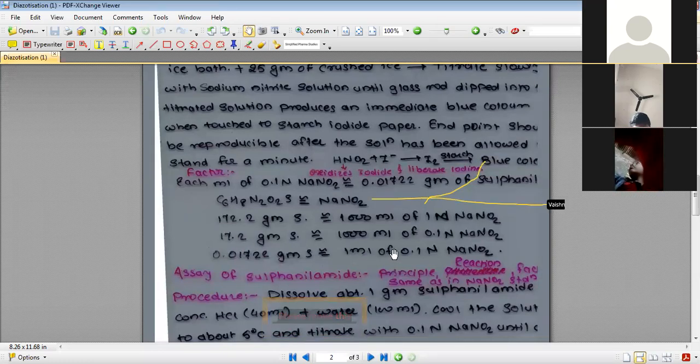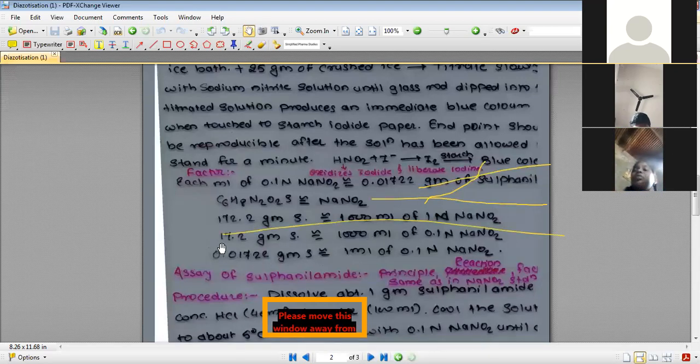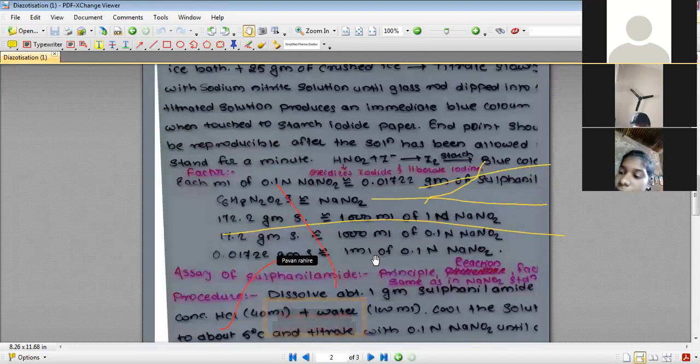But this is for 1000 ml. So 17.2 grams of sulfanilamide is equivalent to 1000 ml of 0.1 normal sodium nitrite. But we have added 1 ml of sodium nitrite from the burette to the contents in the conical flask. So for 1000 ml it is 17.2, and for 1 ml it will be 0.0172 grams of sulfanilamide equivalent to each ml of 0.1 normal sodium nitrite. So this is the factor calculation for sodium nitrite. With this we have completed the standardization procedure of sodium nitrite.